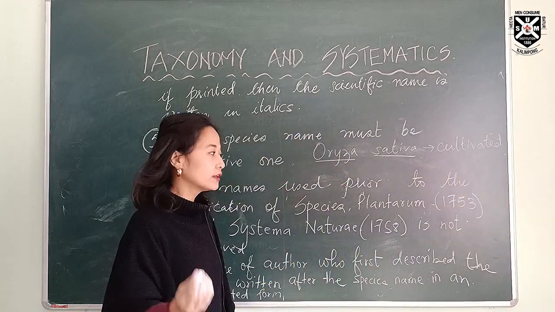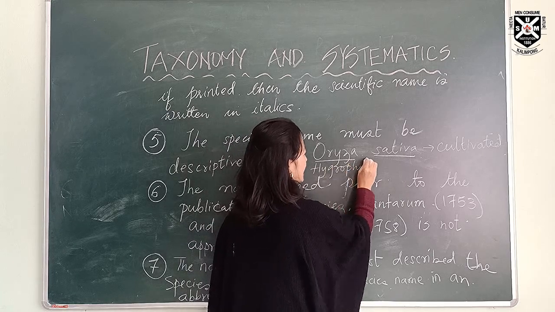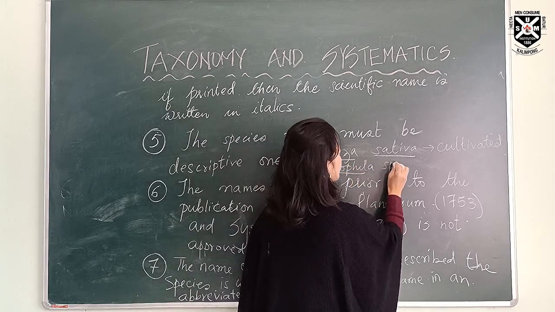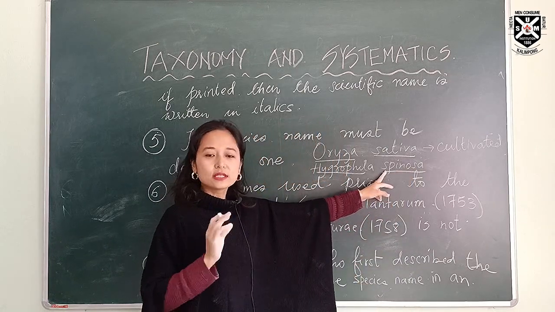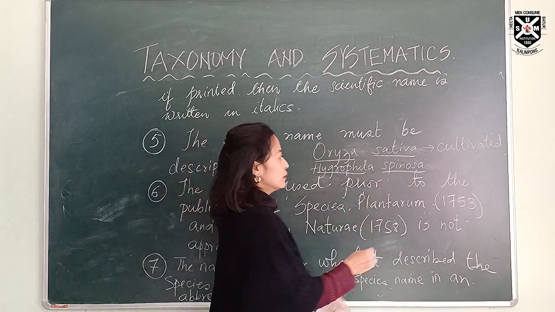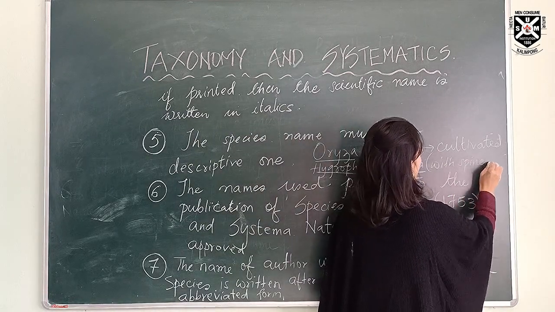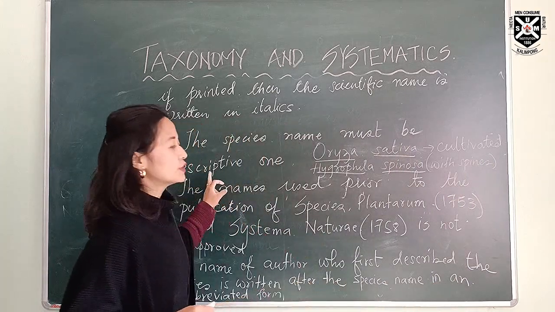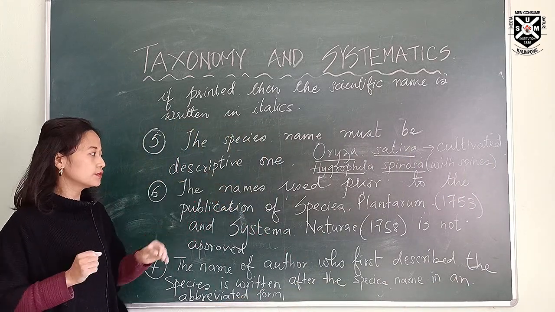Or in case of another plant, for example, Hygrophila spinosa, this species name denotes that this plant has spines. So the species name must give some type of information. It must be a descriptive one.